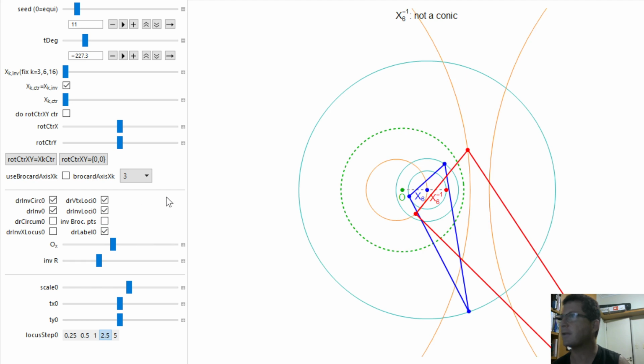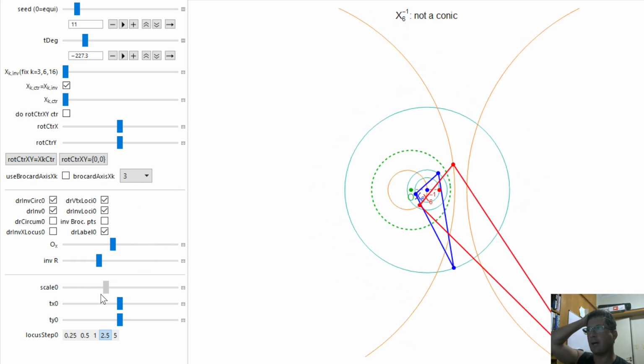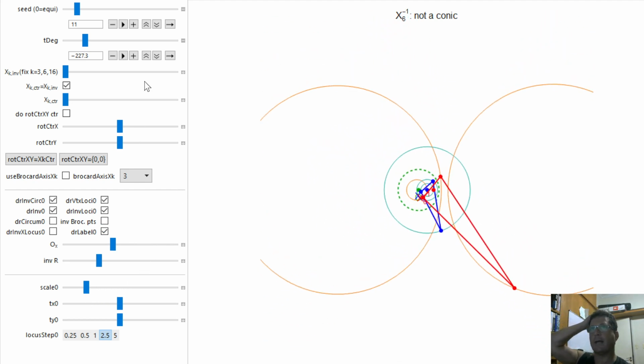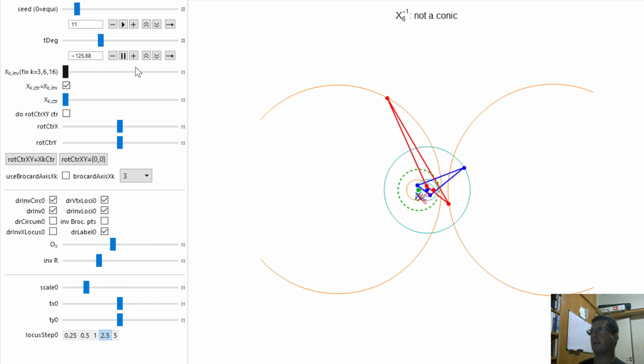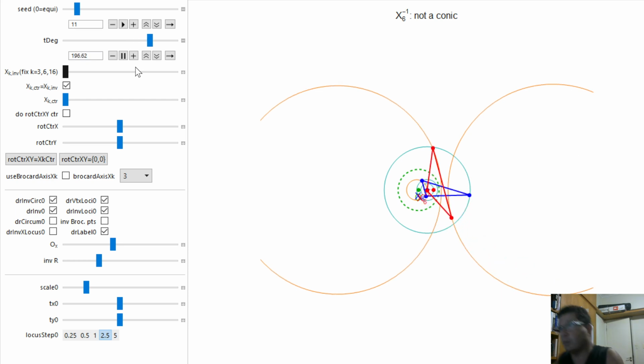I'm calling this the inversive loci, and let's scale this out. You can see here that the red triangle, each one of its vertices, is going to be moving along an independent circle. And this is to be expected because the inversive image of a circle is another circle. And what do I mean by that?